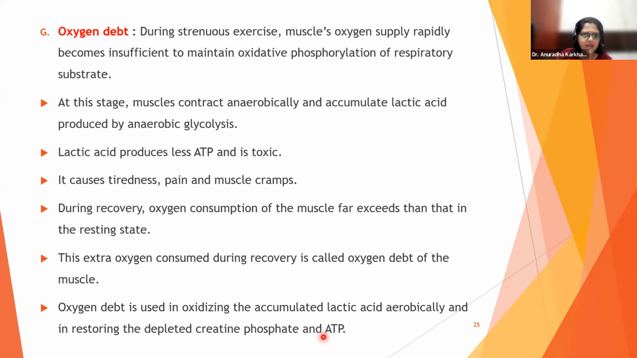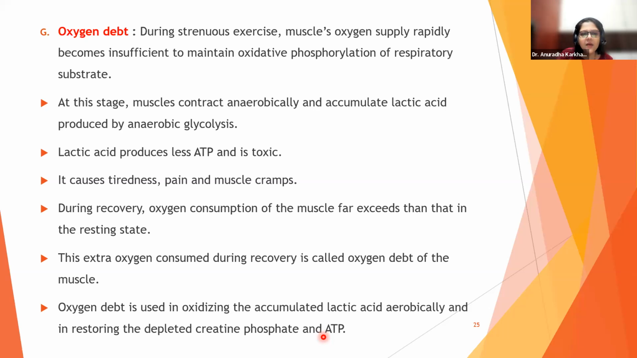At this stage, muscle contracts anaerobically and accumulates lactic acid produced by anaerobic glycolysis. We know this also. Anaerobic glycolysis produces less ATP, only 2 ATPs, and lactic acid is toxic. It causes tiredness, pain, and muscle cramps. During recovery, oxygen consumption of muscle far exceeds that in the resting phase. This extra oxygen consumed during recovery is called the oxygen debt of the muscle.